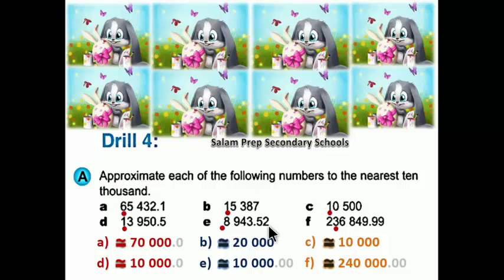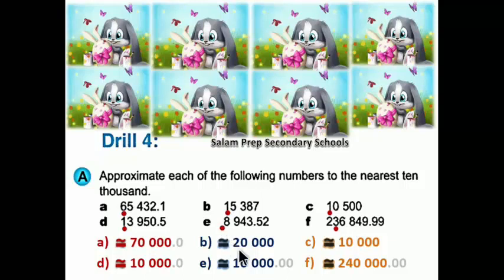8,943.52. Nearest 10,000 means please go to 10,000 place. Take care, there is no digit in 10,000 place. Don't worry. Now we will write zeros in all places before 10,000.